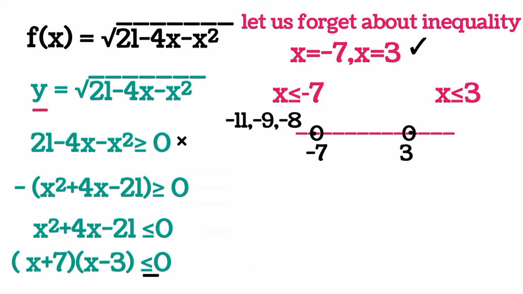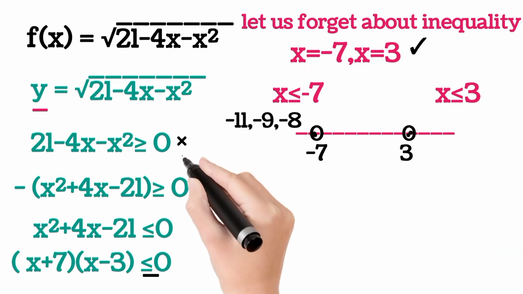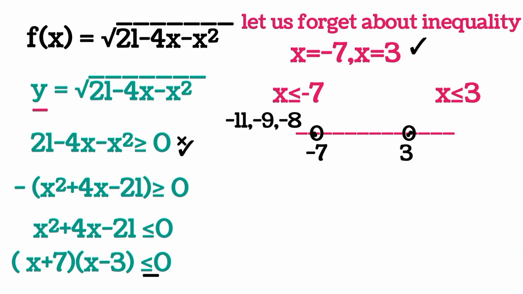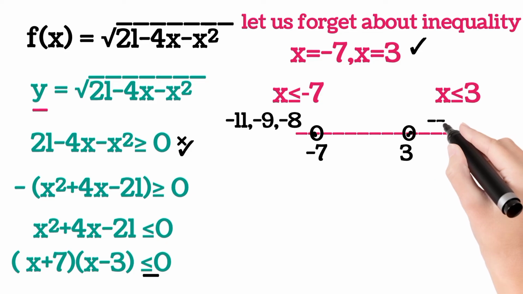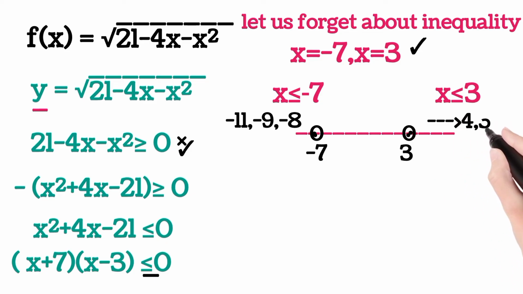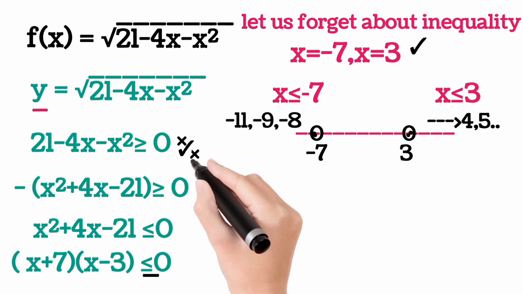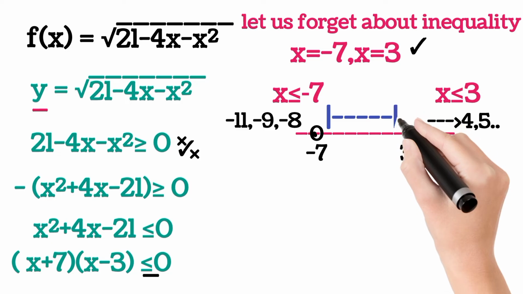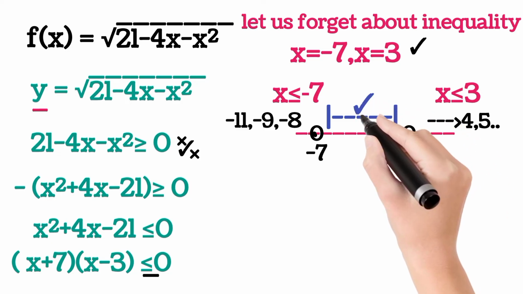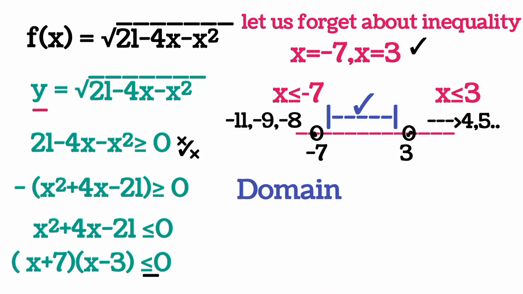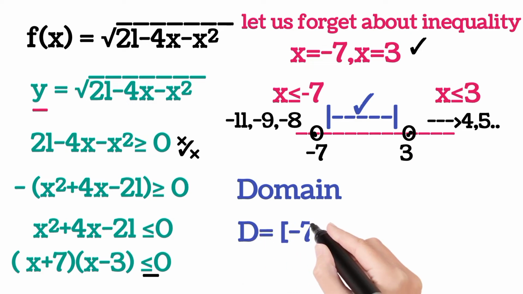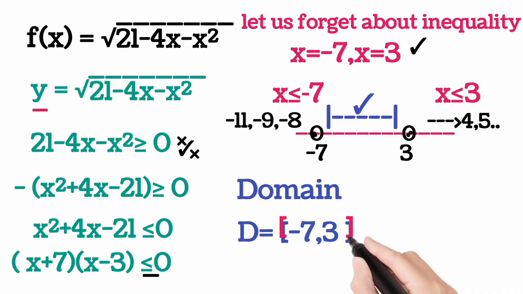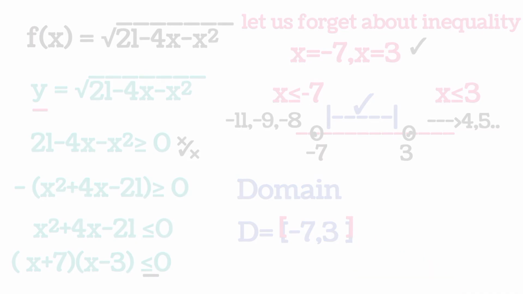And if we take any number from here to here, this condition is satisfied. And if we take any number in this interval, suppose 4 or 5 or any other number, this condition is not satisfied. So only in this interval the condition is satisfied. So the domain is D = [-7, 3], where square bracket means that -7 and 3 are included.